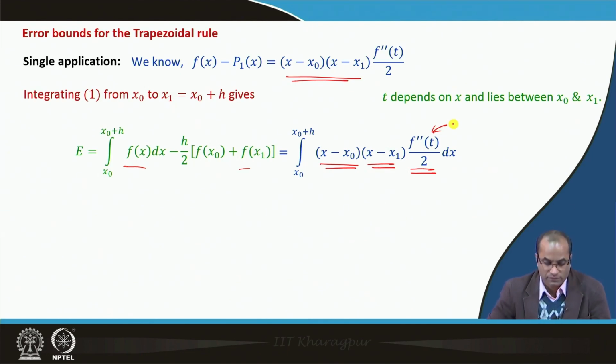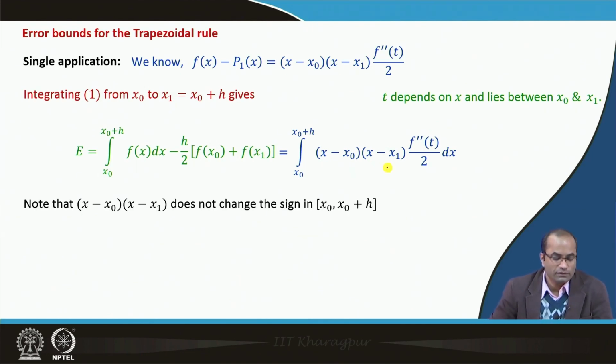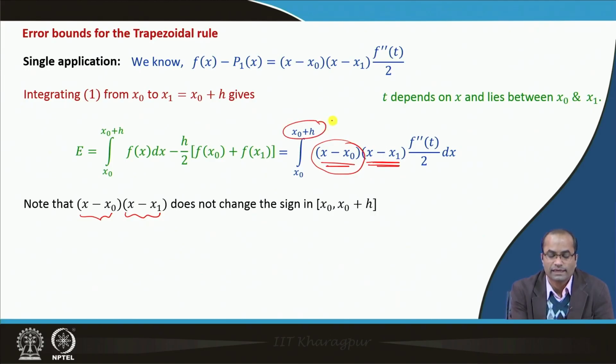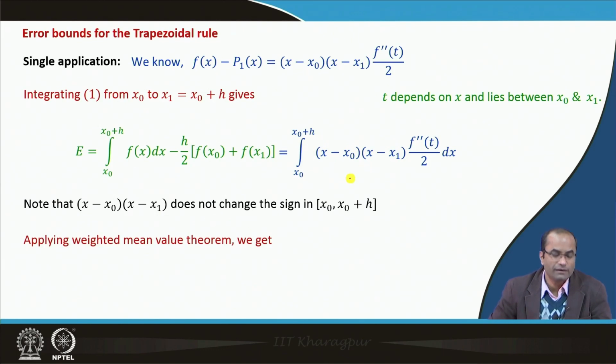So, having this integral, now we can just notice that this is x minus x naught and here we have x minus x 1. So, this is always positive and this is always negative, because x naught plus h is nothing but x 1. So, we are talking about a single interval. So, this does not change sign, and we can use the weighted mean value theorem, which we have just discussed before.